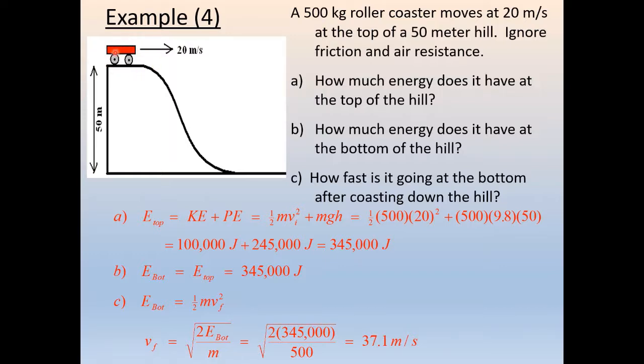The roller coaster up here, notice, is not at rest. It's moving at 20 meters per second. And it's also at the top of this hill, which has an elevation or a height of 50 meters. Now the roller coaster is going to go down this hill. So there's three parts to this. The first question is, how much energy does the roller coaster have at the top of the hill? So let's answer that one first.